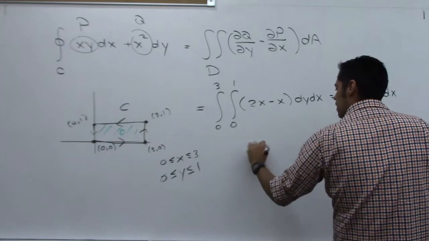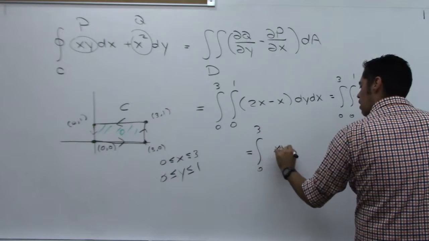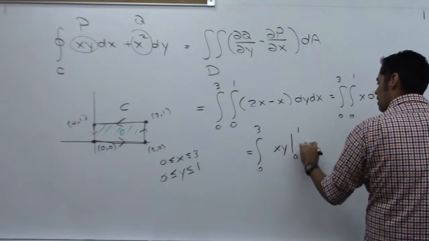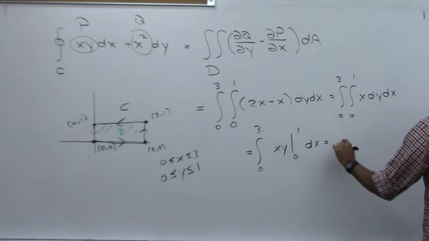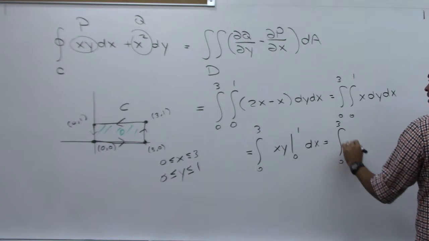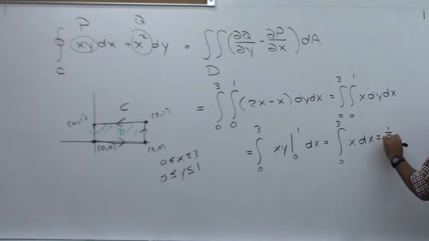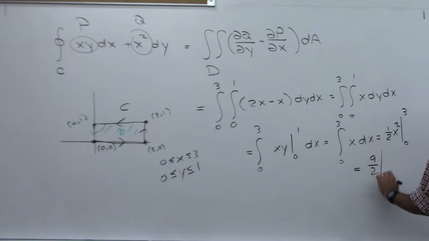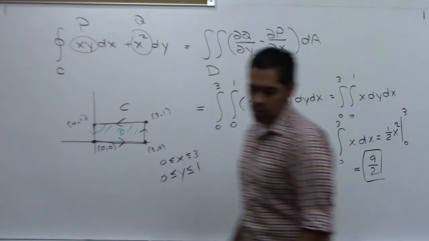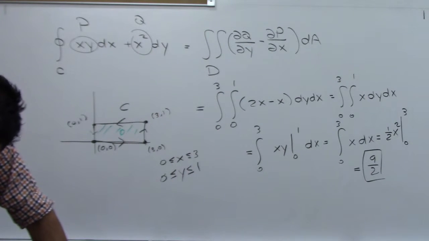The antiderivative of x with respect to y is xy, evaluated from 0 to 1. If we plug in 1, we get x. We plug in 0, we get 0. So the integral from 0 to 3 of x dx, which is 1/2 x squared, evaluated from 0 to 3. I'm going quickly here, 9/2. I believe that's pretty straightforward. That's about as simple as it's going to get.